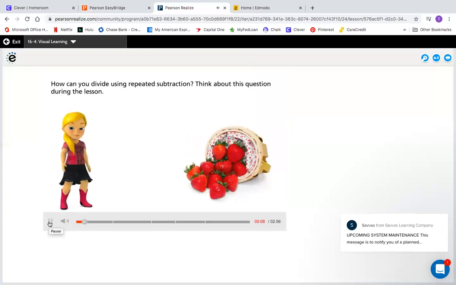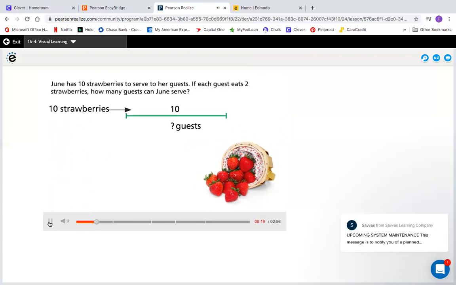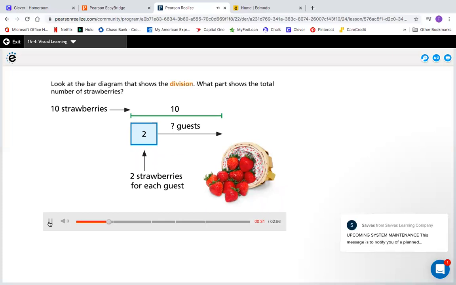How can you divide using repeated subtraction? Think about this question during the lesson. June has 10 strawberries to serve to her guests. If each guest eats 2 strawberries, how many guests can June serve? Look at the bar diagram that shows the division.